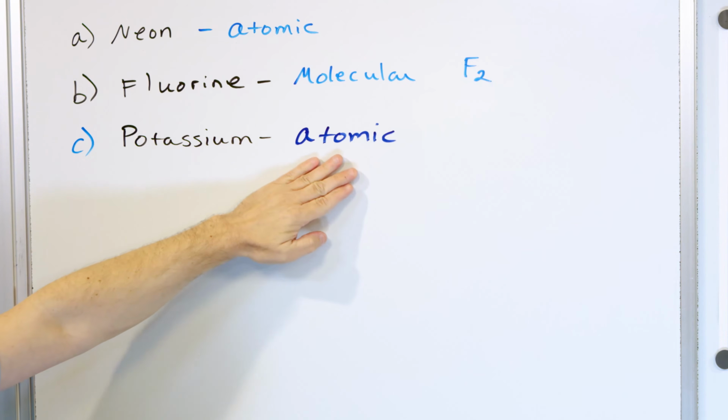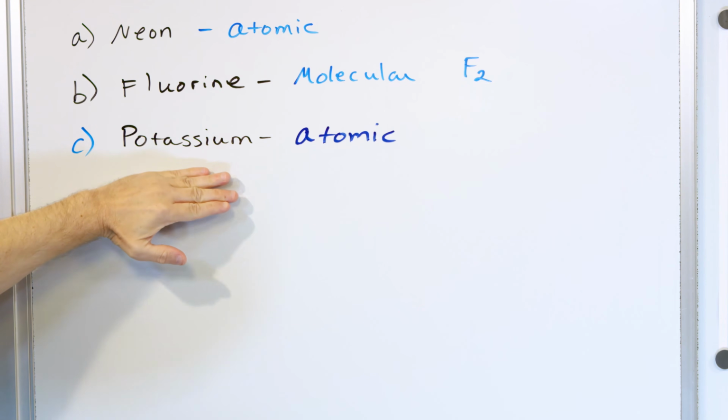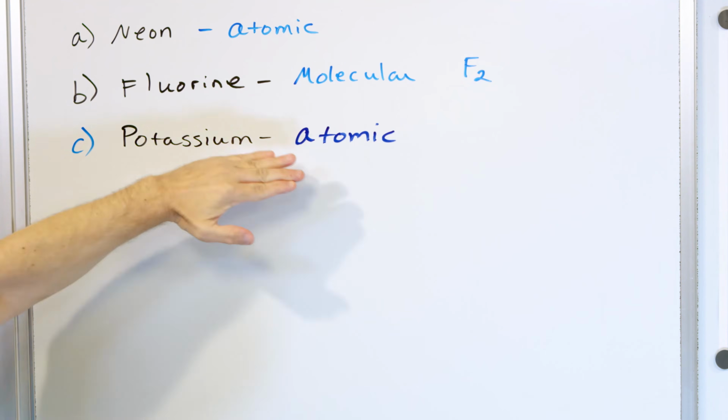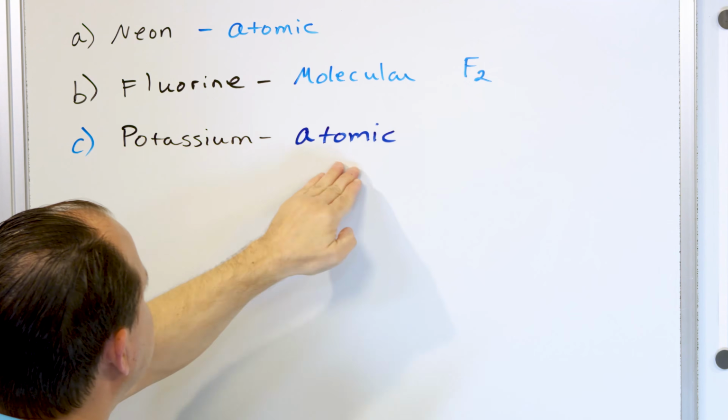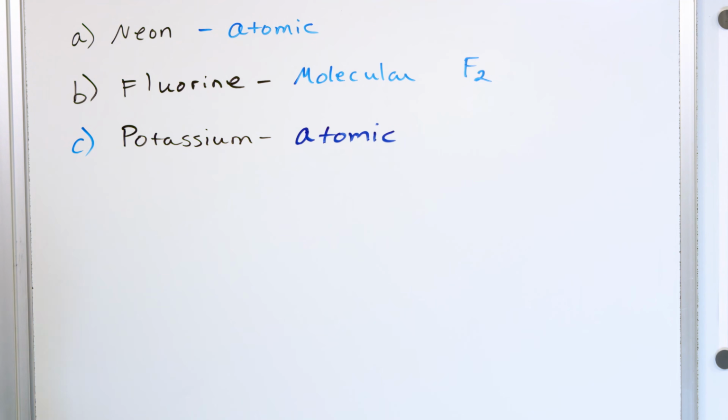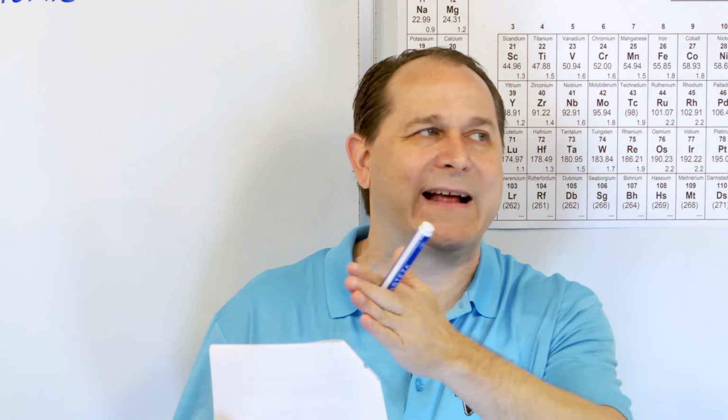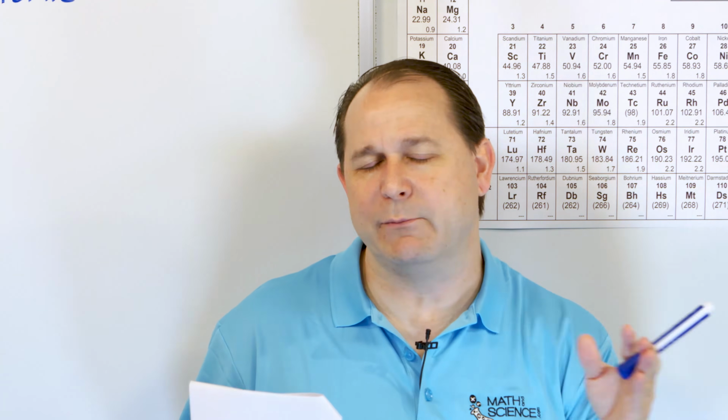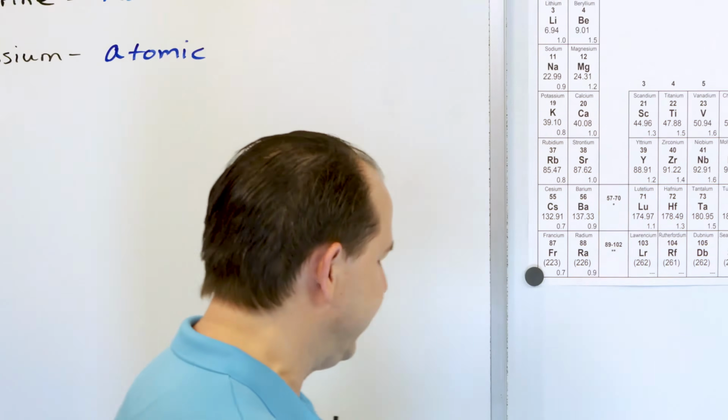But in this case, that wasn't the question. The question was, is the pure substance atomic or molecular? It's atomic because it does not form a diatomic molecule. So when I say potassium is reactive, I mean reactive with other elements on the right-hand side of the table. It doesn't bond with itself. That's what I'm trying to say.